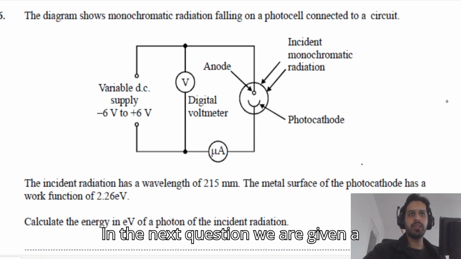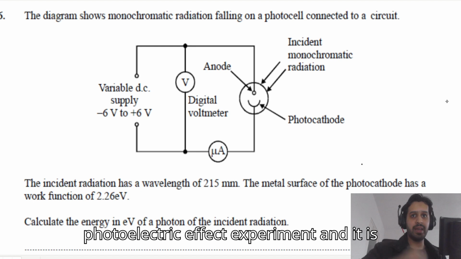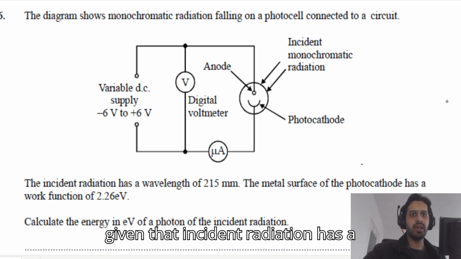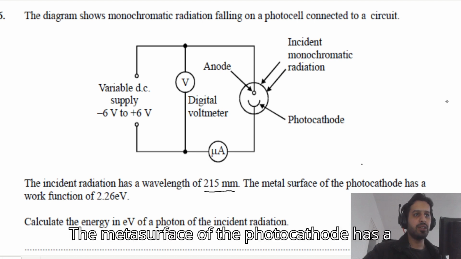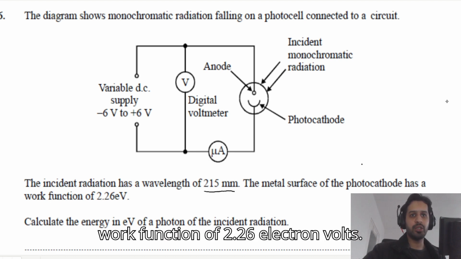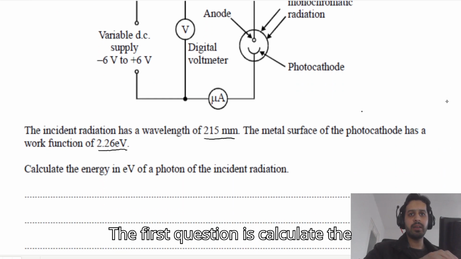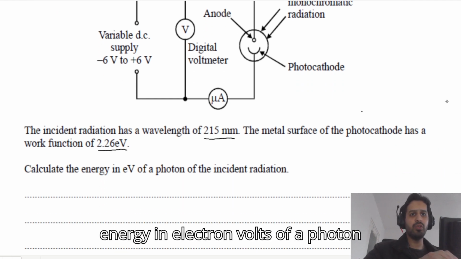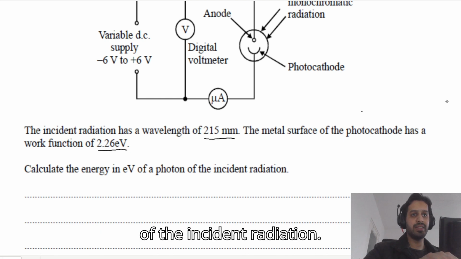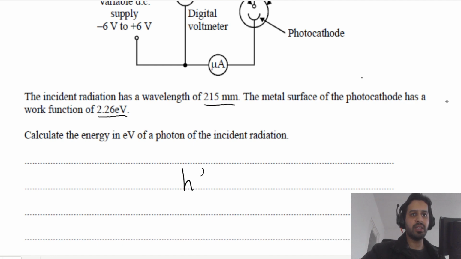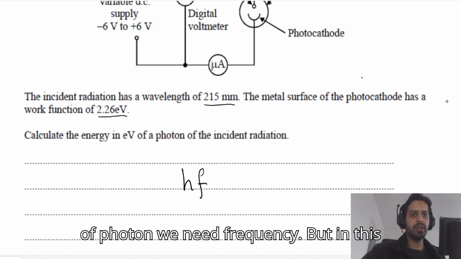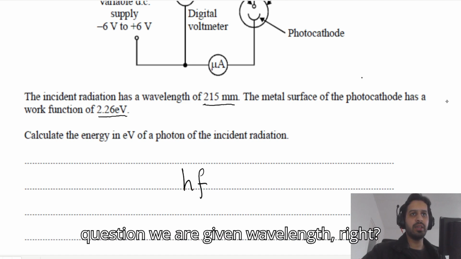In the next question, we are given a photoelectric effect experiment, and it is given that the incident radiation has a wavelength of 215 millimeters. The metal surface of the photocathode has a work function of 2.26 electron volts. The first question is, calculate the energy in electron volts of a photon of the incident radiation. We know that the energy of the photon is hf, but to find it, we need the frequency. But in this question, we are given the wavelength, right?